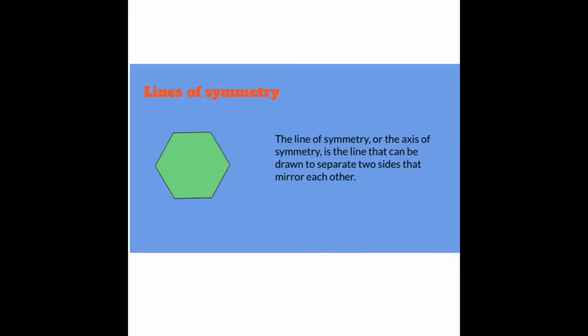The line of symmetry, which can also be called the axis of symmetry, is the line that can be drawn to separate two sides that mirror each other. So, what you should ask yourself when trying to figure out if a figure is symmetrical is, can I draw a line which separates the figure into two sides that are the same? And if you say yes, then that figure is symmetrical.